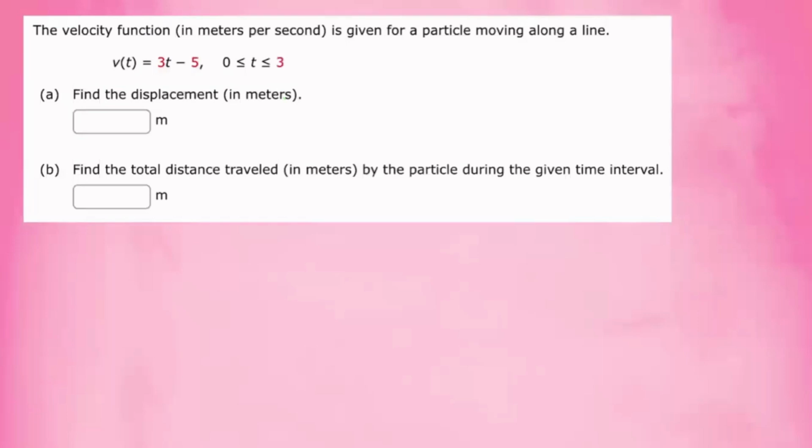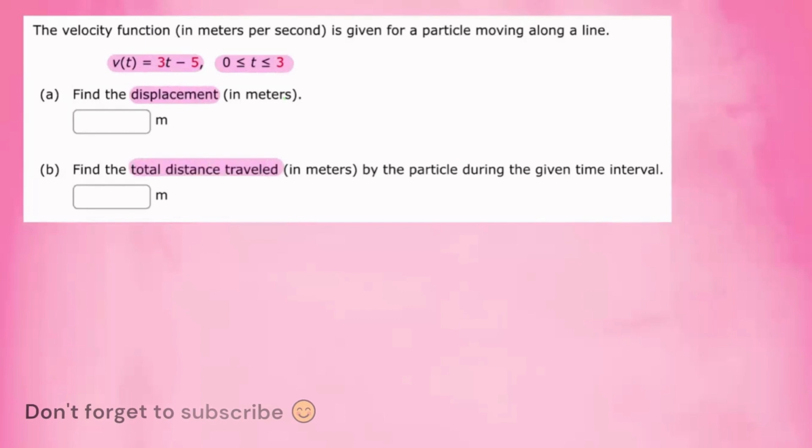All right, let's take a look at this example. The velocity function in meters per second is given for a particle moving along a line by this formula, 3t minus 5, on this interval from 0 to 3. We want to find the displacement and the total distance traveled by this particle during this time interval.